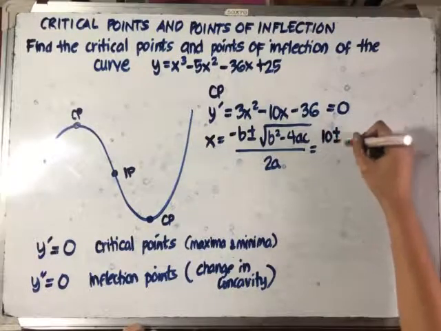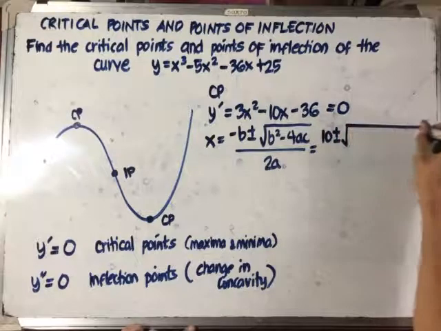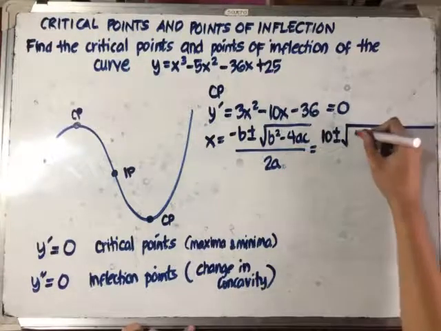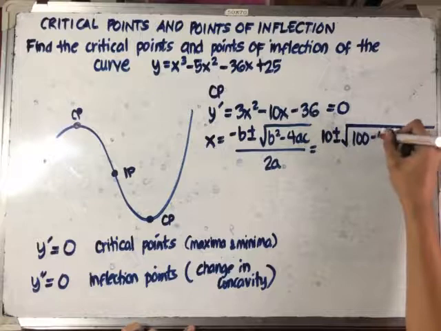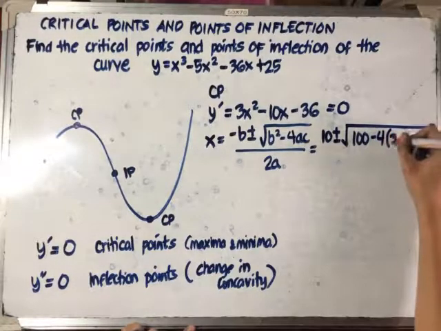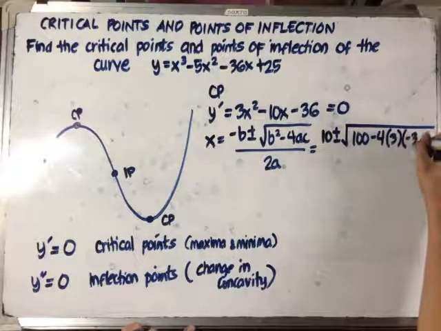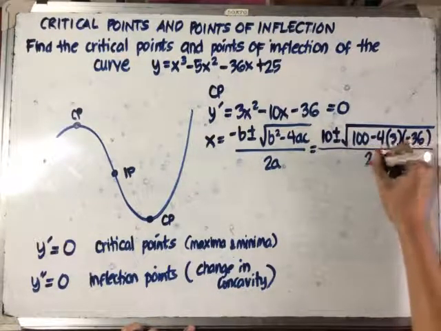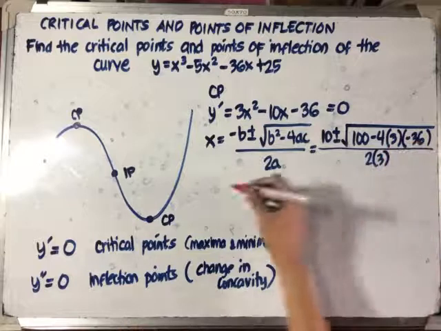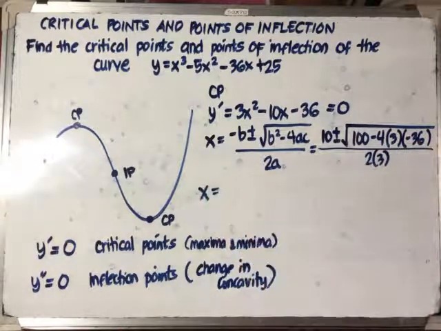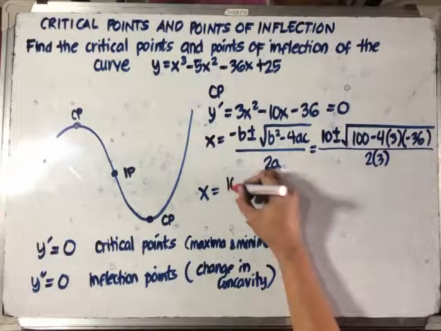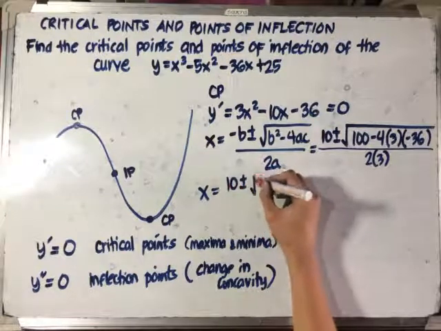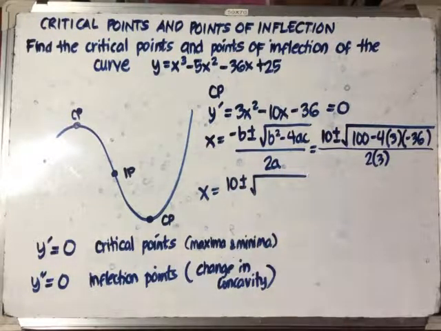Plus or minus. Okay. B squared is 100, minus 4, A is 3, C is negative 36, divided by 2a. That's 2 times 3. So what would x be this time? 10 plus or minus the square root of, how much will this be? Let's try calculating.